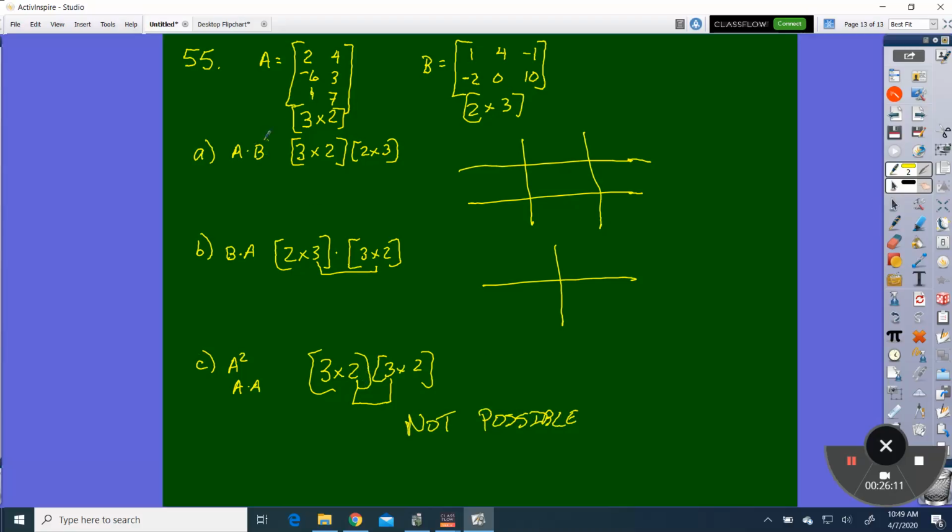So now let's do A times B. So let's do first one. 2 times 1 is 2. 4 times negative 2 is negative 8. Now first row, middle column. 2 times 4 is 8. 4 times 0 is 0. 2 times negative 1 is negative 2. 4 times 10 is 10. It's not 10, it's 40.